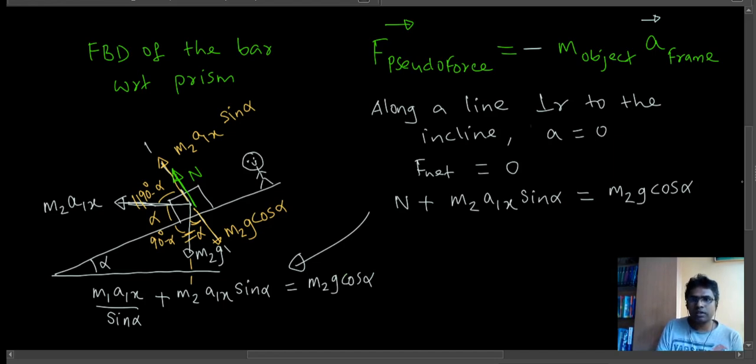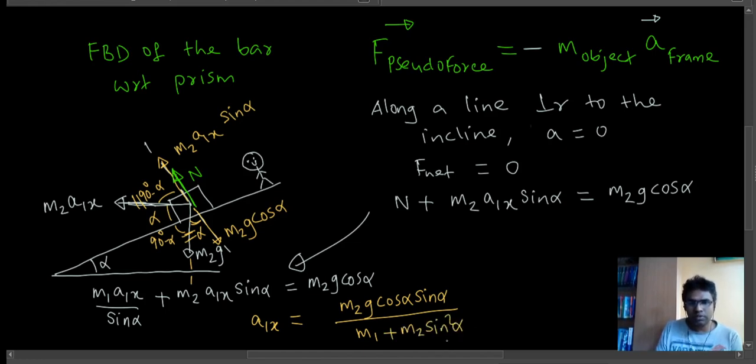So from here, if you solve for the acceleration of the prism, a1x will be m2g cos alpha into sine alpha divided by m1 plus m2 sine square alpha. So that's the answer.